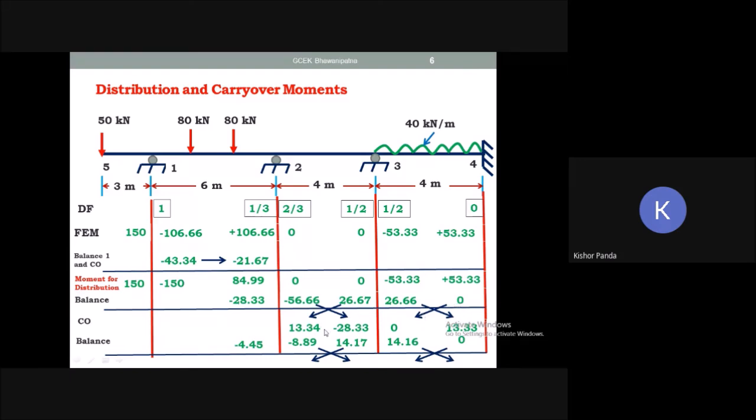This is the carryover moment. 26.67 by 2, 13.34, minus 56.66 by 2, minus 28.33. This is 0. So here this is 0.